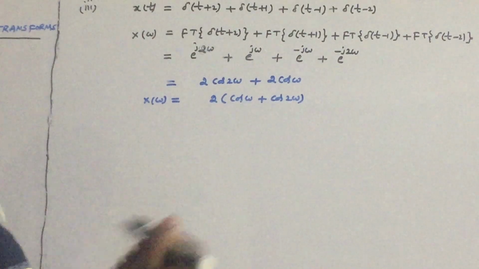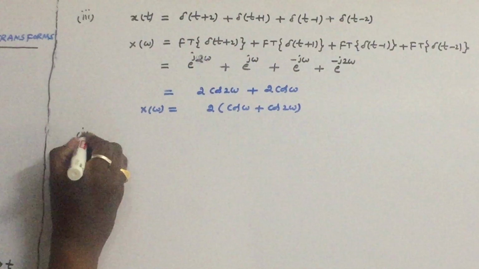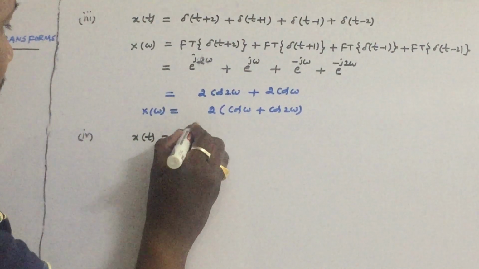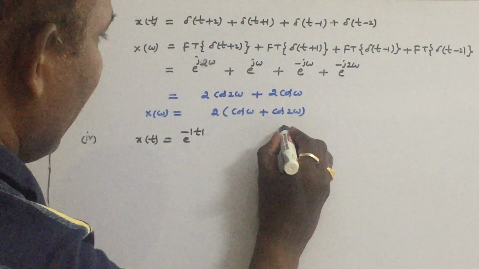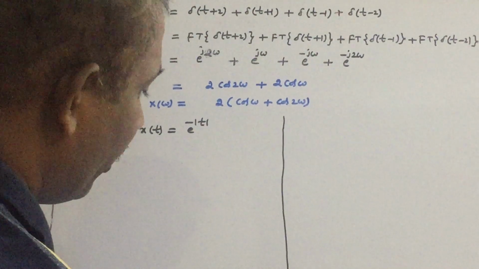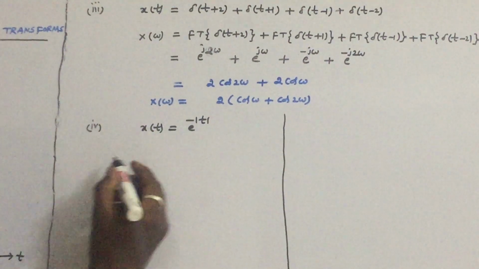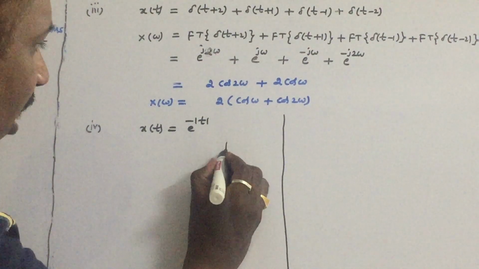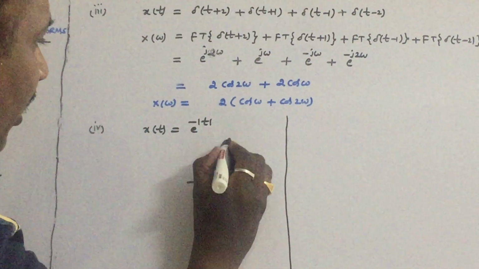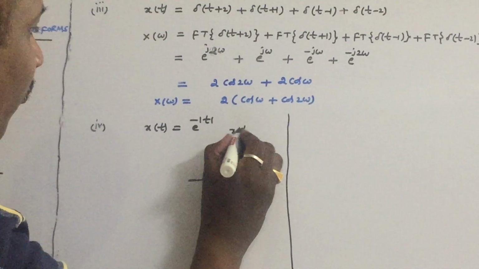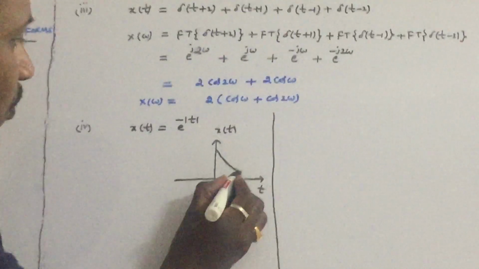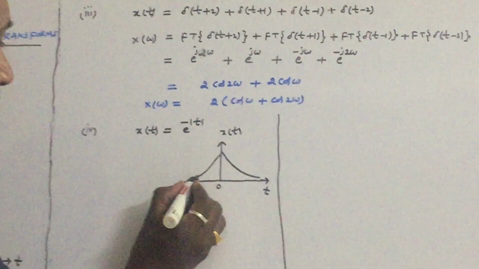So let us take the fourth one. Fourth one, x of t is equal to e power minus mod t. This one is important from the exam point of view. As you know, what is the nature of the graph of e power minus mod t? As explained in the previous classes, you can easily draw the e power minus mod t graph. It is exponentially decreasing on both sides.